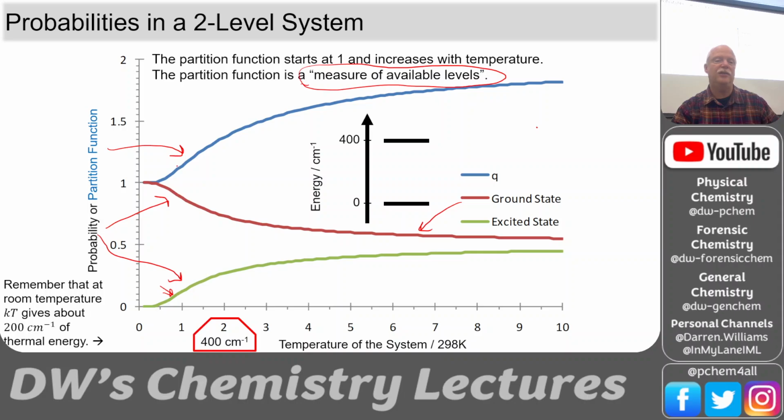And the partition function starts to creep up. We have like 1.1 or 1.3, and it increases. What does it eventually go to asymptotically? 2, right? So at infinite temperature, we're going to have 2 levels that are populated. And what will the probabilities be? 50-50, right? Half the molecules will be in the excited state, half the molecules will be in the ground state, because there's really no difference between those two at infinite temperature.